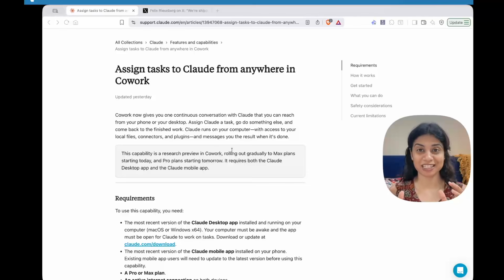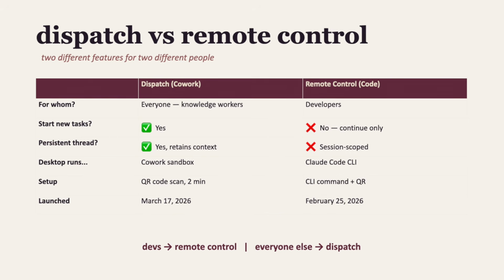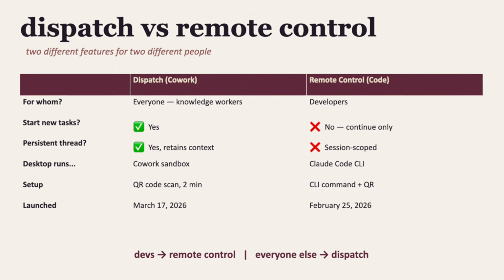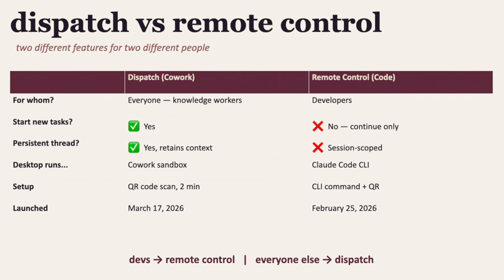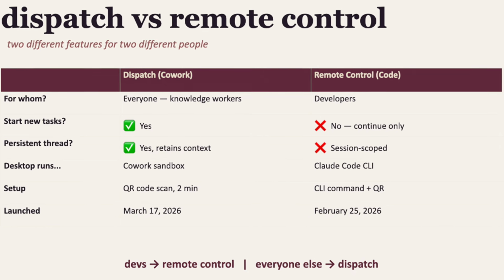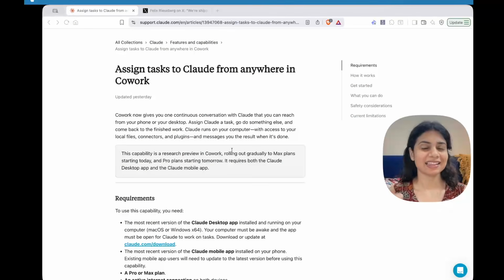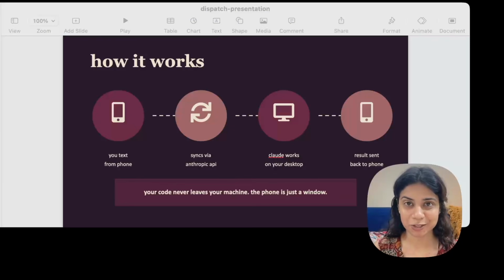Now the dispatch that has been launched a couple of days back is for everybody else. It connects your phone to Cowork. In this case, you tell Claude to, let's say, compile a report from your Slack messages while you're traveling. That is dispatch. So the biggest difference here is with remote control, you get to continue an existing session. You cannot start a new task from your phone. Whereas with dispatch, you can start a new task from your phone, and that is what is making dispatch such a big deal.